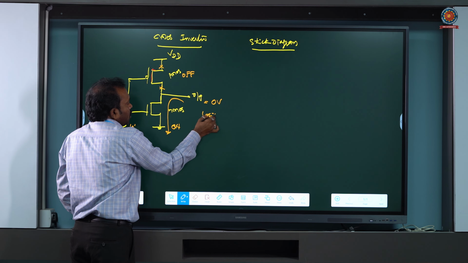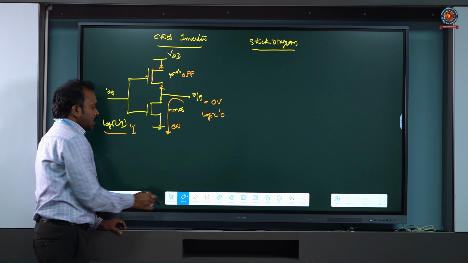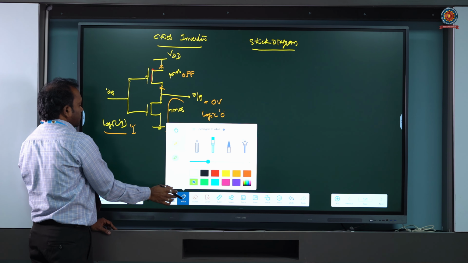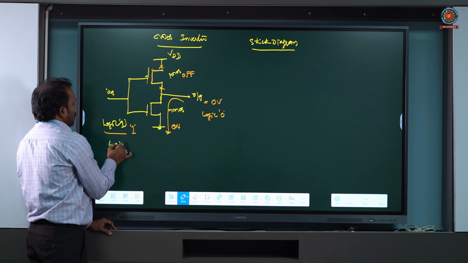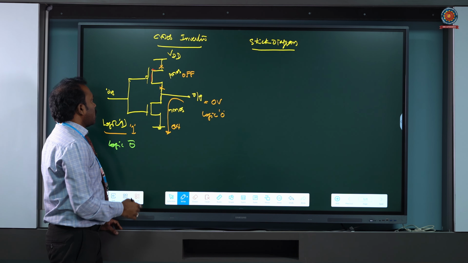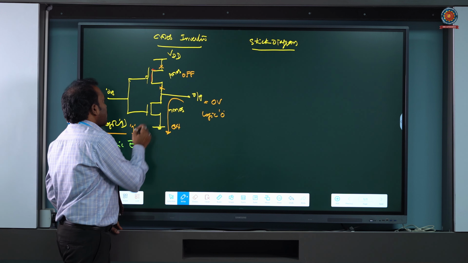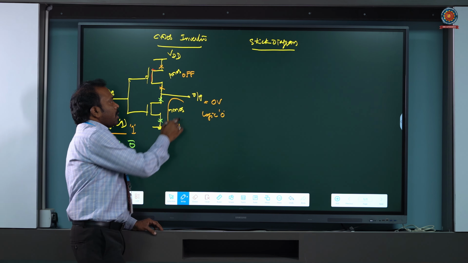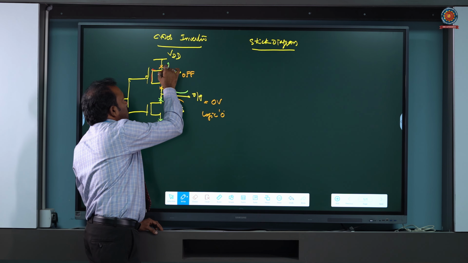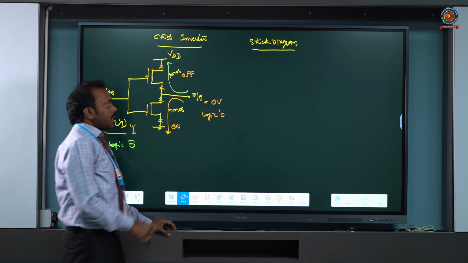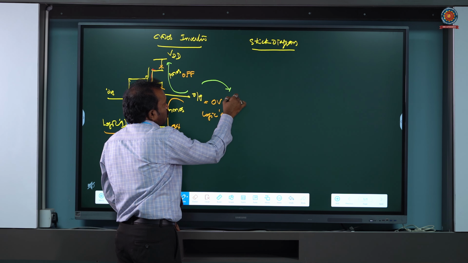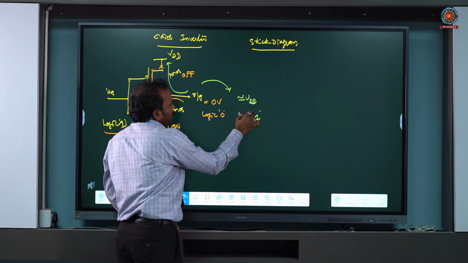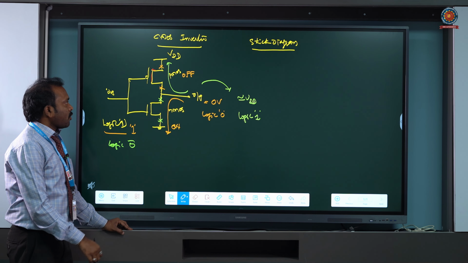It can be treated as logic 0. And similarly, when my input is logic 0, that makes the NMOS transistor off, and the output terminal is connected to VDD through the PMOS. In this case, the output is approximately equal to VDD, and this is considered as logic 1. So this is the way of operation.